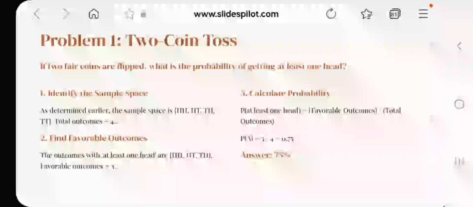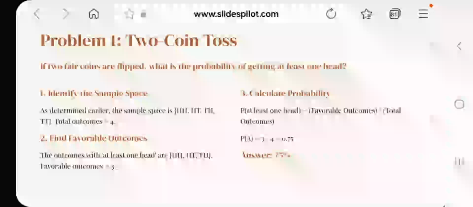Now, the event A is getting at least one head. So this one has at least one H, this one too, and that one as well. So the reduced sample space for A is HH, HT, and TH. So now let's calculate the probability. In order for the event to occur, we have three favorable outcomes.